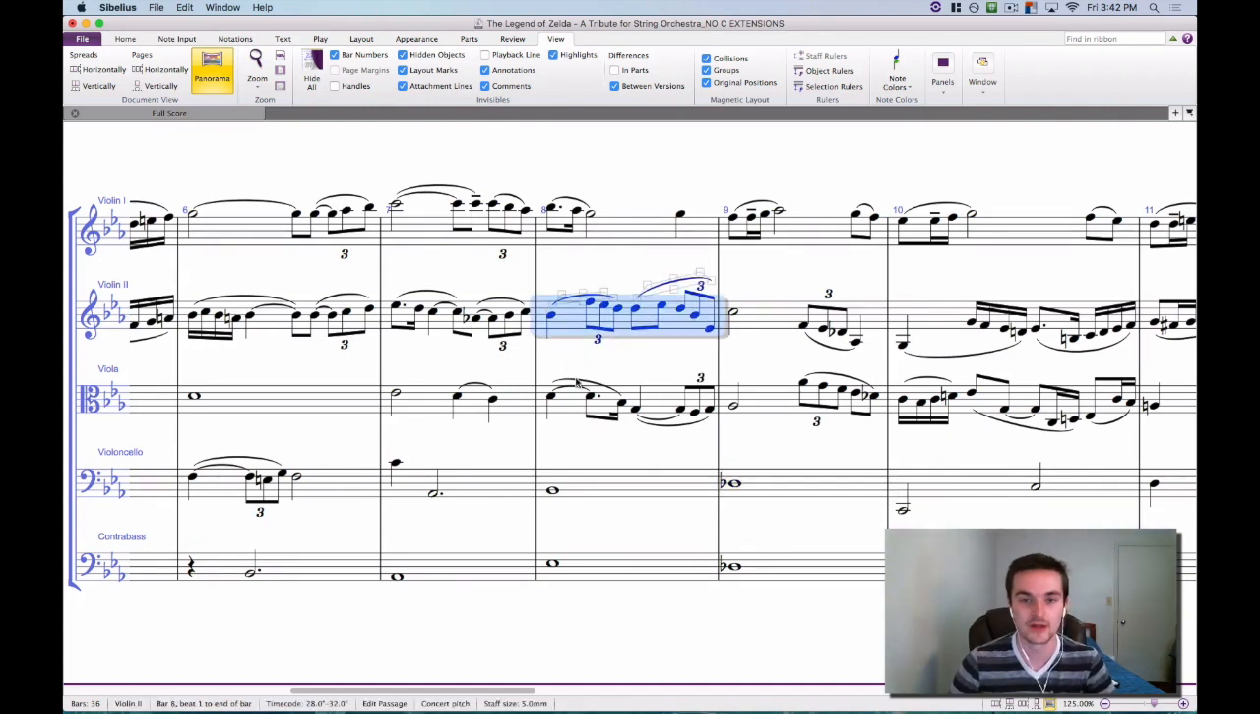I want to talk about the counterpoint. Okay, now let's look at how these relate to each other, right? We get this nice third here, and then when this F pops down to D, I want to avoid parallels, so the D pops down to B flat.